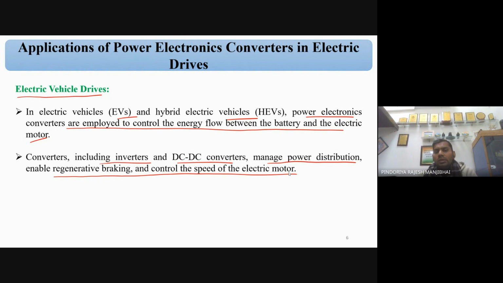So there are many roles of the power electronics converter in the electric vehicle, because we have to manage the power distribution, manage the regenerative braking, and control the speed of the electric motor. So you can see, as your branch is power electronics and drives, your demand is very high, because everywhere we have to use power electronics converters, and everywhere we have to use drives. And whenever we say drives, it means we have to control the speed, otherwise the torque of the motor. Correct?